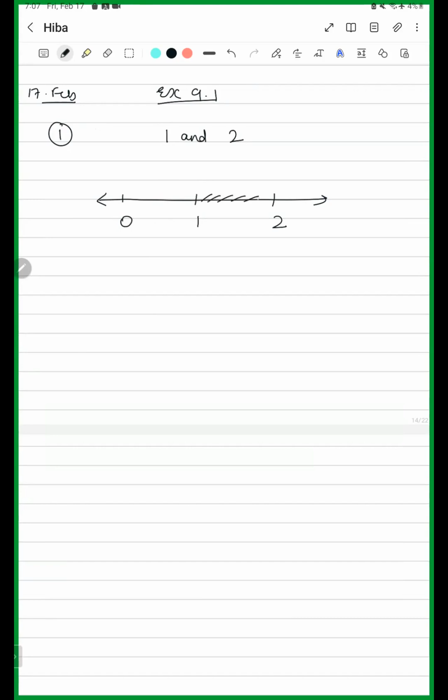Okay. So there are 2 ways of doing this, Hiba. One is through fractions and one is through decimals. In decimals, you can see that between 1 and 2, you can have 1.1, 1.2, 1.3, 1.5, 1.7. Okay. And how can you write 1.1?